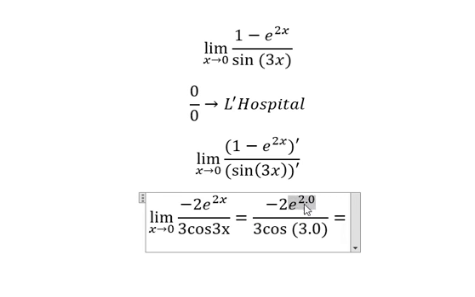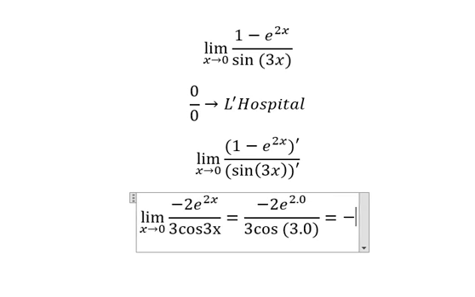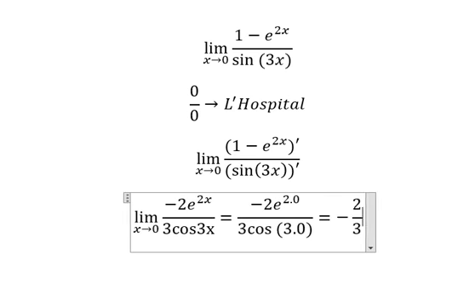This one you get number 1. This one we have number 1. So we have negative 2 over 3. And this is the final answer.